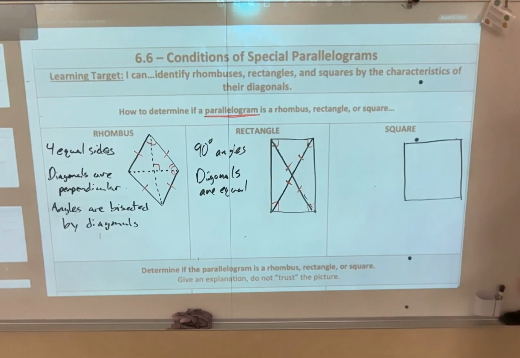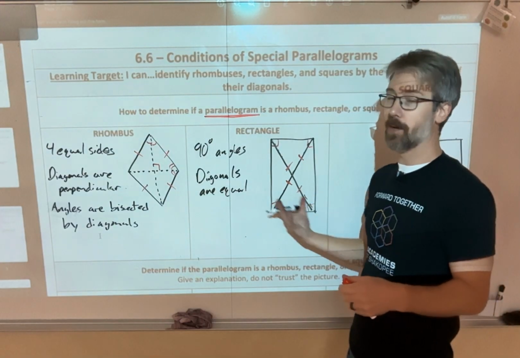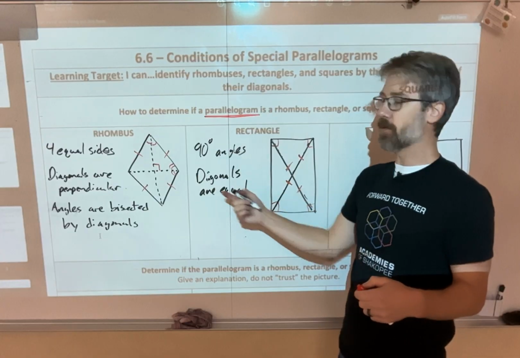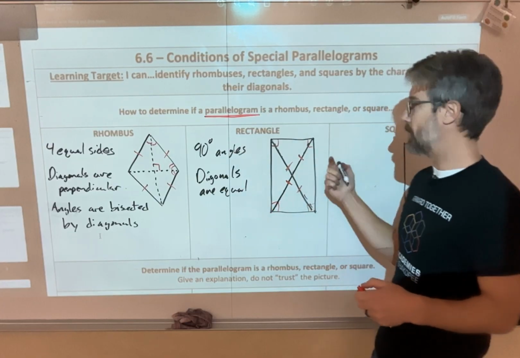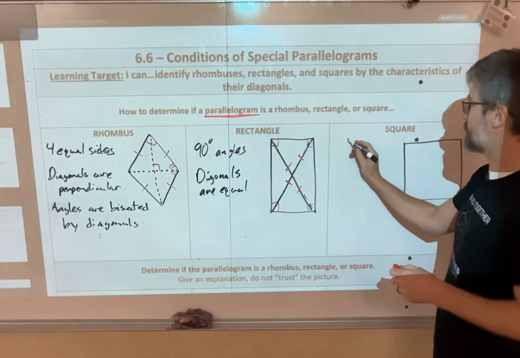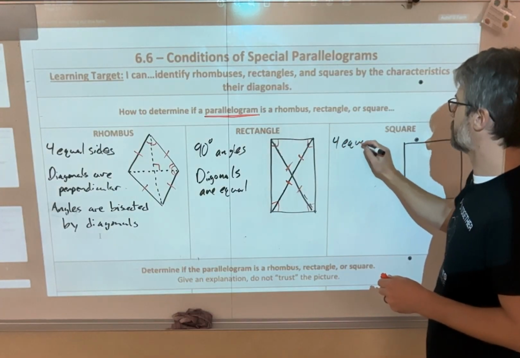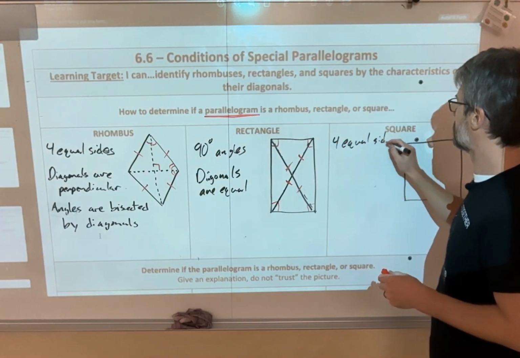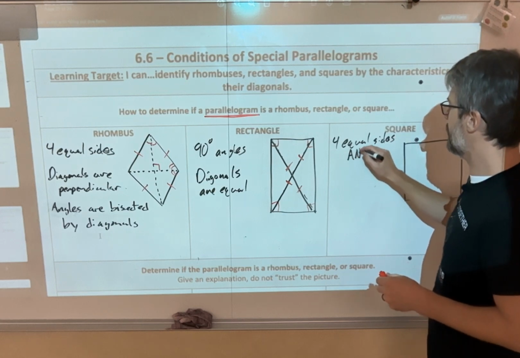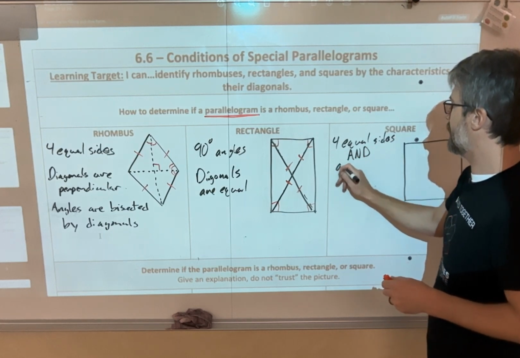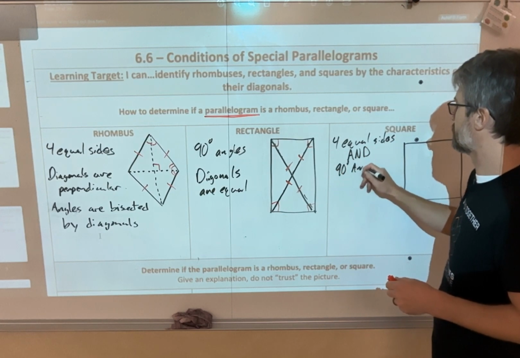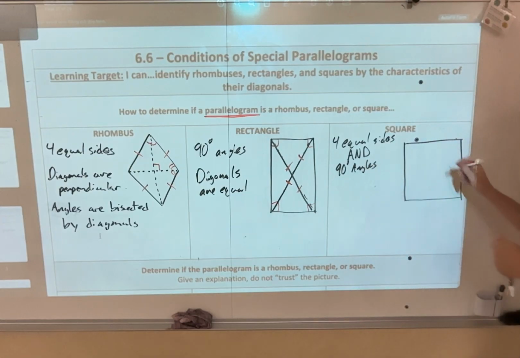All right, how do we tell if it's a square? Well, a square is actually kind of the combination of a rhombus and a rectangle. All 4 sides are equal and all 4 corners are 90-degree angles. So 4 equal sides and 90-degree angles. Right, so all 4 sides are equal and we've got 90-degree angles.